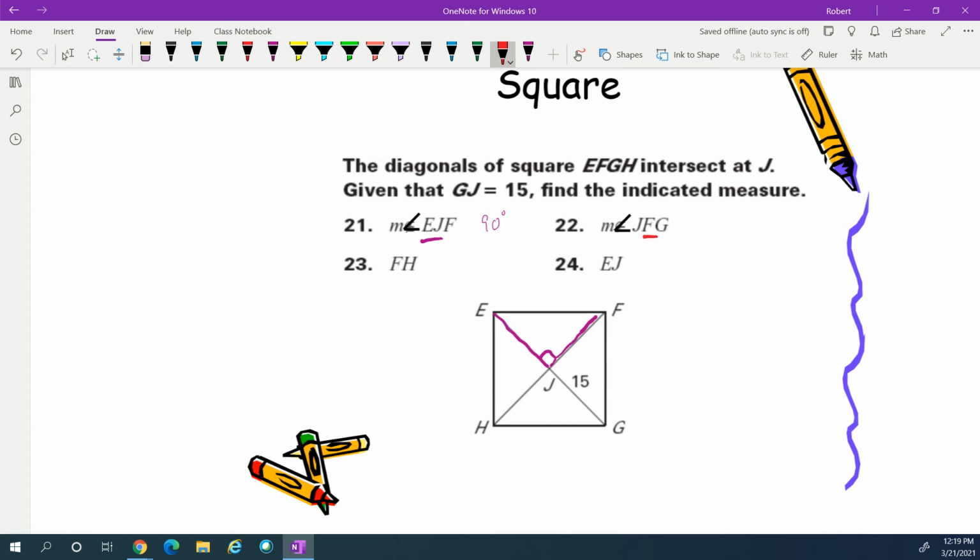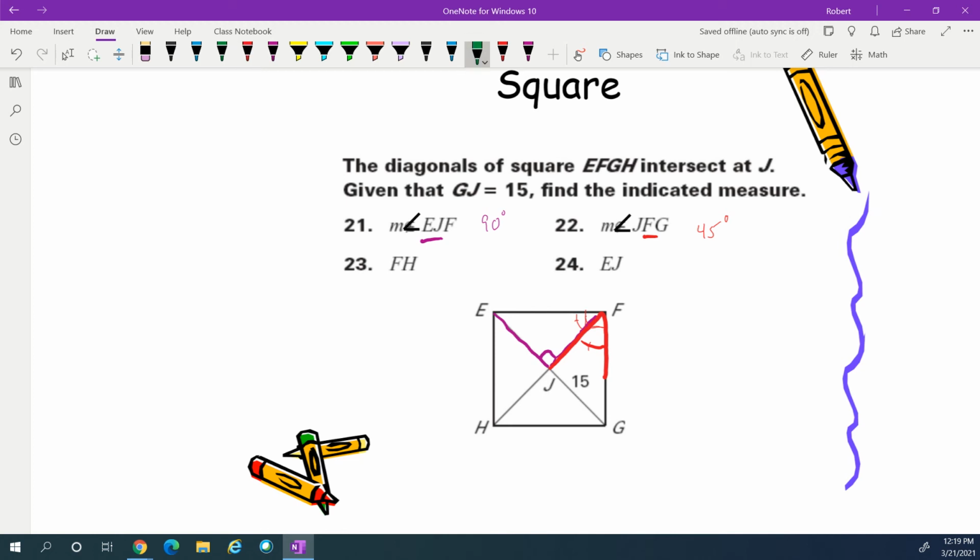Angle JFG, this little angle right here. Again, we know that like from a rectangle, we inherit the property that all the corners are 90 degrees. And from a rhombus, we inherit the property that the diagonals bisect the opposite angles. So it's 90 degrees in the corner, but each of those little angles are equal. They are bisected. So 90 divided by 2, and we get 45 degrees, which supports that it's a right isosceles.